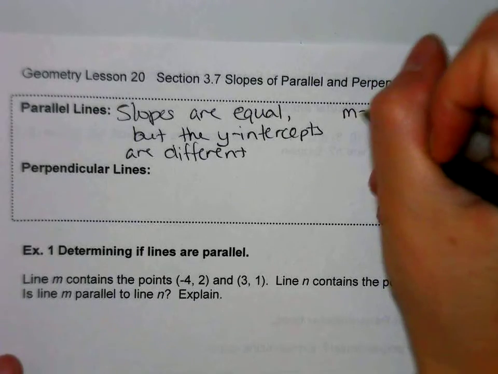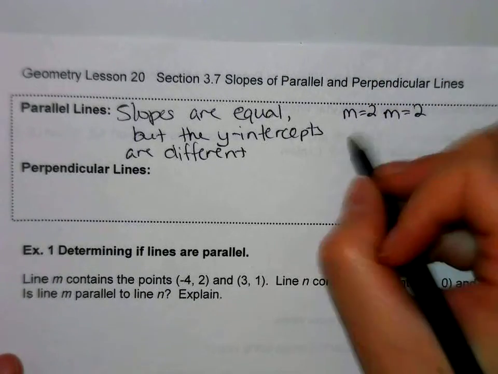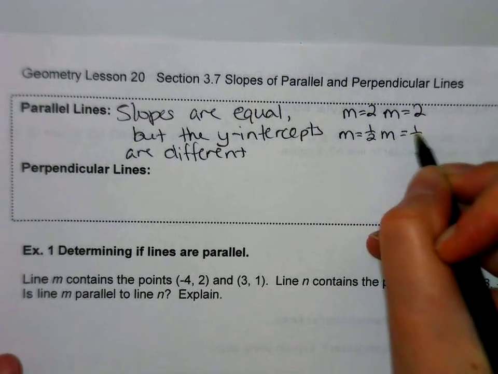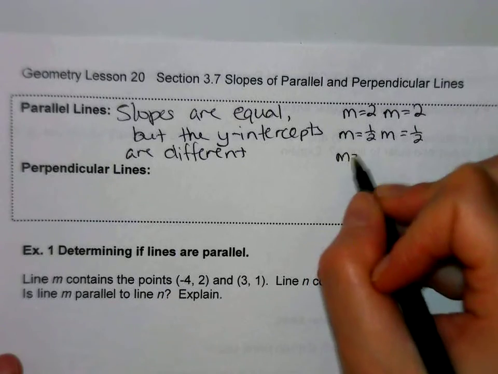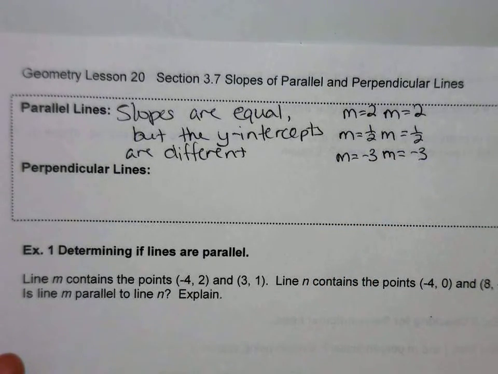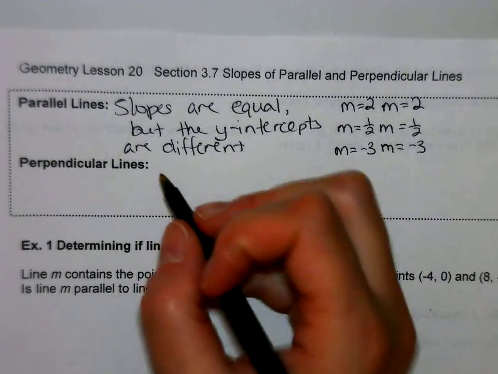So let's just look at a couple examples. If we have a slope of 2, a parallel slope would equal 2. If we had a slope of a half, the parallel slope would be a half. If we had a slope of -3, a parallel slope would be -3. Perpendicular uses two different things that have to happen.